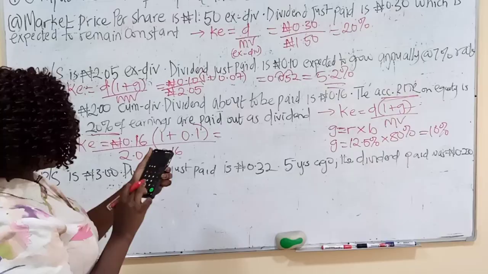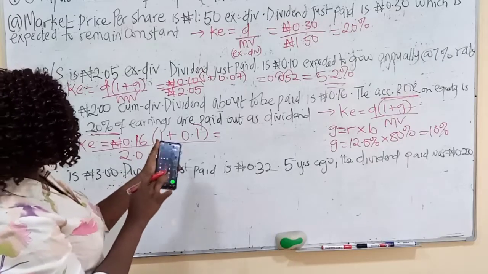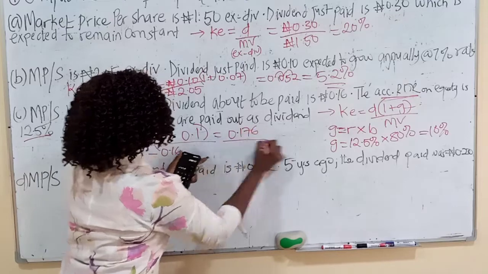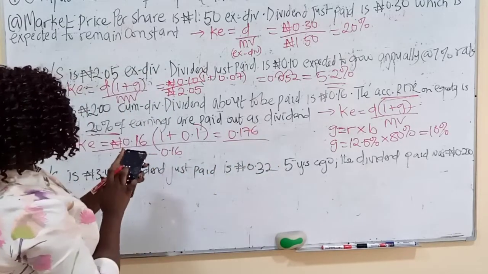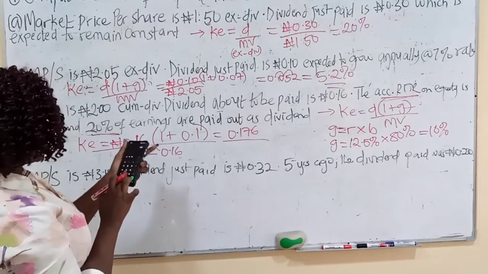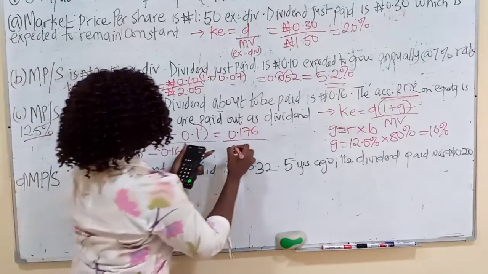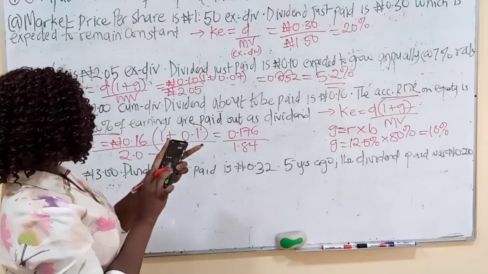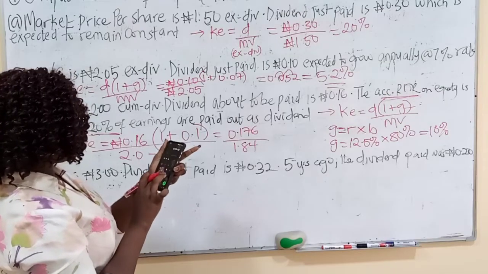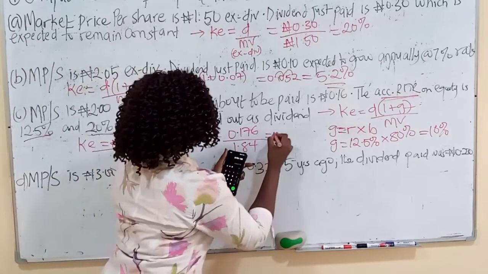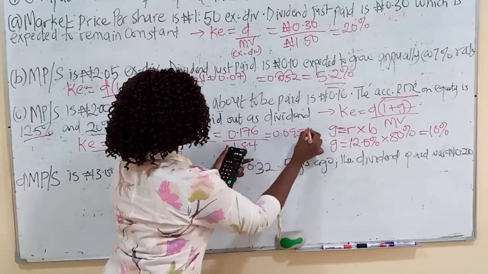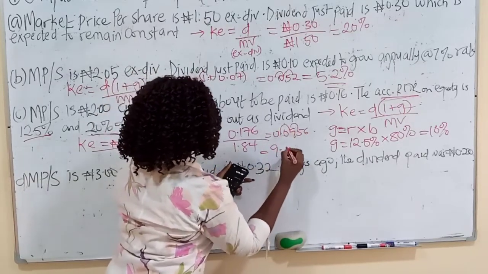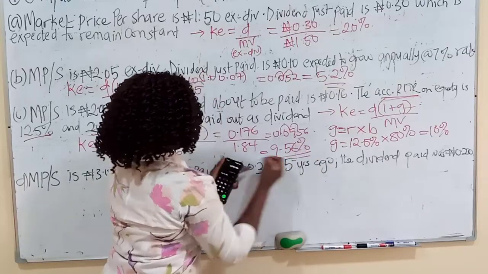Do you understand? So 0.16 times 1.1 equals 0.176 over 2.0 minus 0.16. That will give you 1.84. So 0.176 divided by 1.84, that will give you 0.0956. And then you move it 2 times, 1, 2, and that's 9.56%. So this is your cost of equity.